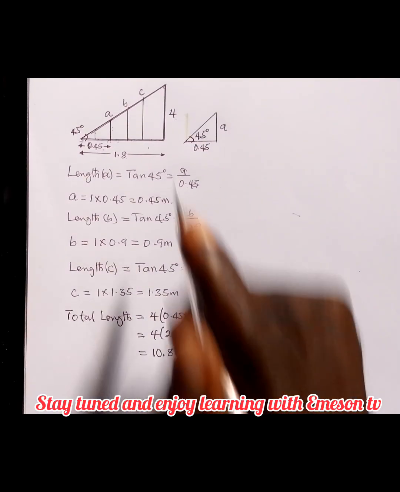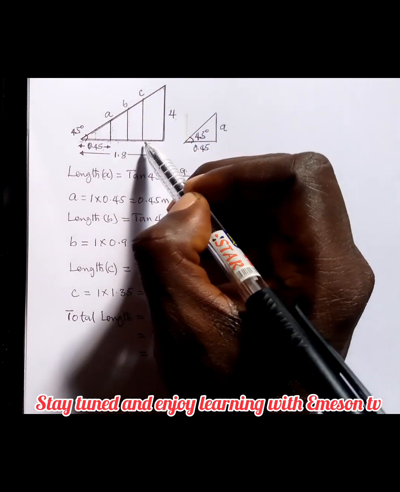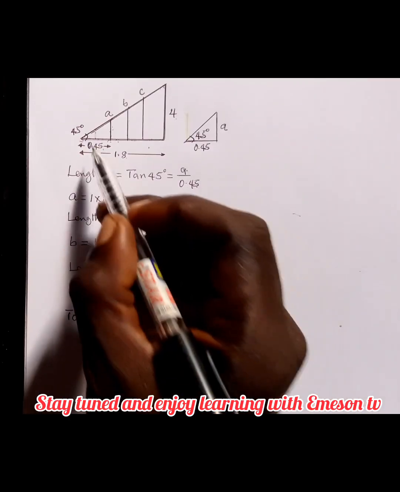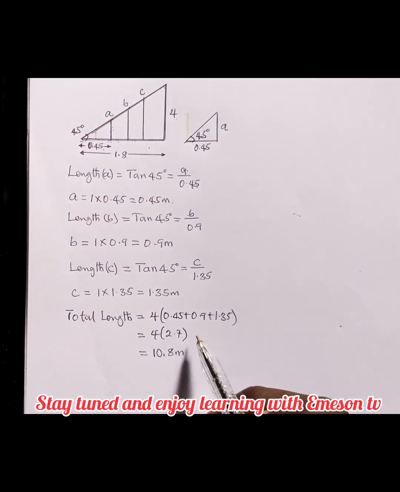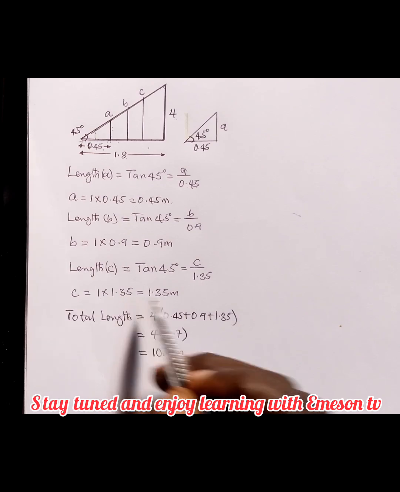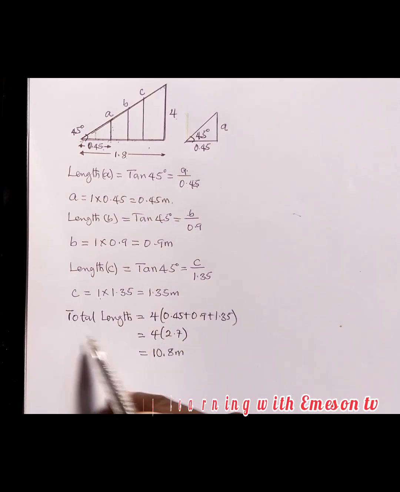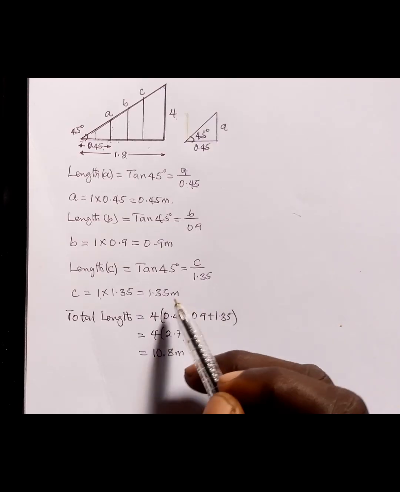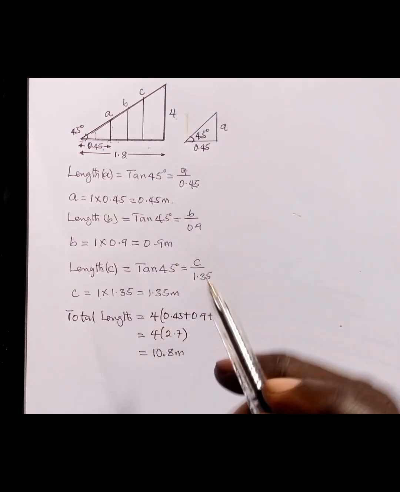Then let's go to C. I'm treating C separately from this point. For C, I have tan theta equals C over 1.35, because from here to here is 1.35. Tan 45 degrees is 1. 1 times 1.35 will give us 1.35 meters. So for us to get the total length of our jack rafters, we have to add this and this, and multiply by 4.